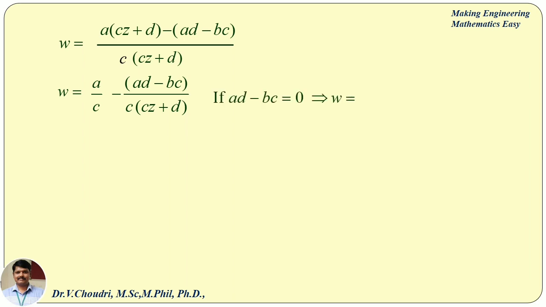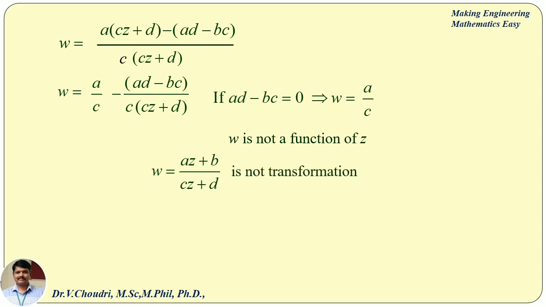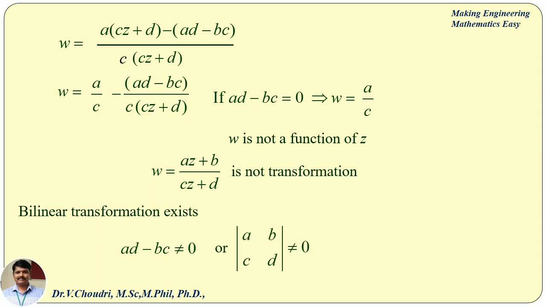See, if AD minus BC equal to 0, what happened to W? It comes A by C only. Is it a function of Z? No. W is not a function of Z. Therefore, W equal to (AZ plus B) divided by (CZ plus D) is not a transformation. Therefore, bilinear transformation exists if AD minus BC not equal to 0. In other words, the determinant value of A, B, C, D row wise not equal to 0.